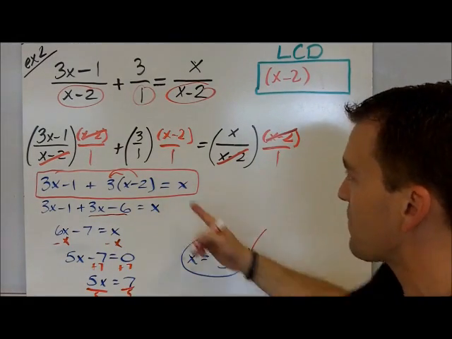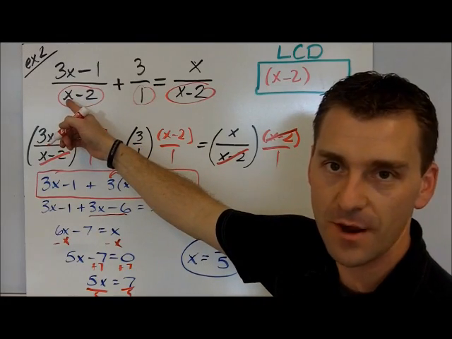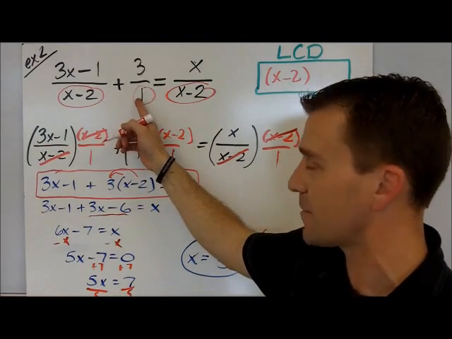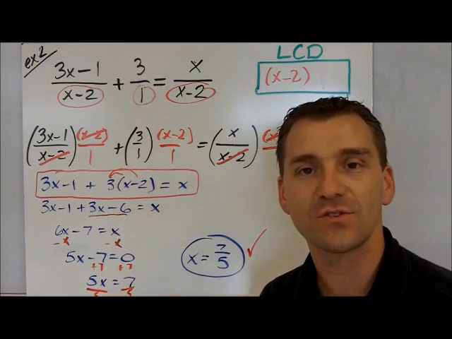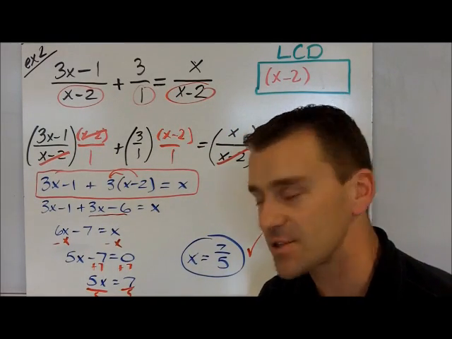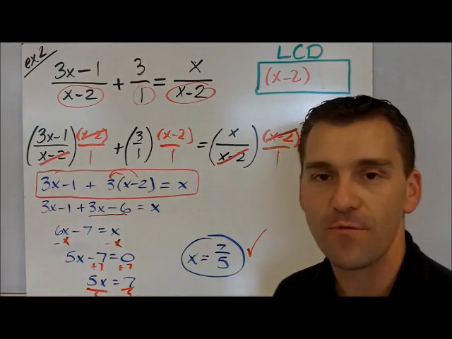Bam. If I take 7/5 and plug it back in here, there's no 0 in the denominator, so we're good. If I put 7/5 back in here, phenomenal, there's no 0 in the denominator. So that is your answer, x equals 7 over 5.